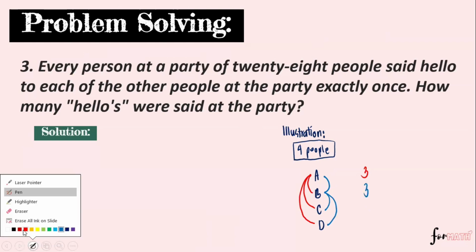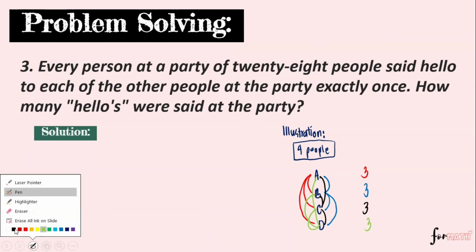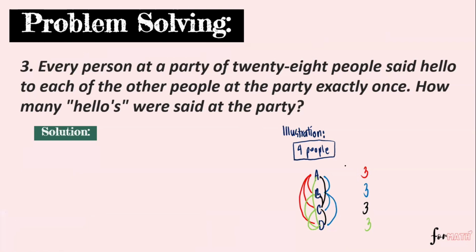Okay? Punta naman tayo kay letter C. So, si C, of course, magsasabi siya ng hello kay A, kay B, at kay D. So, meron din 3 hello si C. And also, si letter D, mag-hello din po yan kay A, kay B, at kay C. So, ibig sabihin, may 3 din siyang hello. Alright? So, as you can see, each person, alright, merong 3 hello. Alright? So, meaning, kapag pinag-plus mo yan, so you have 12.